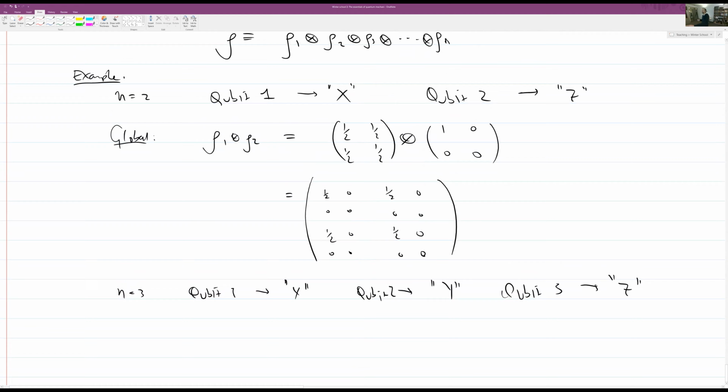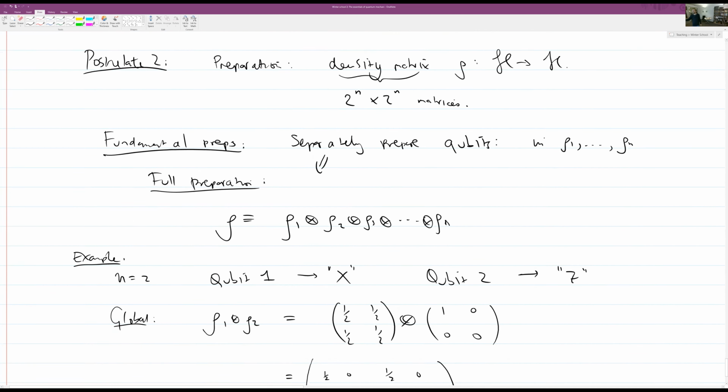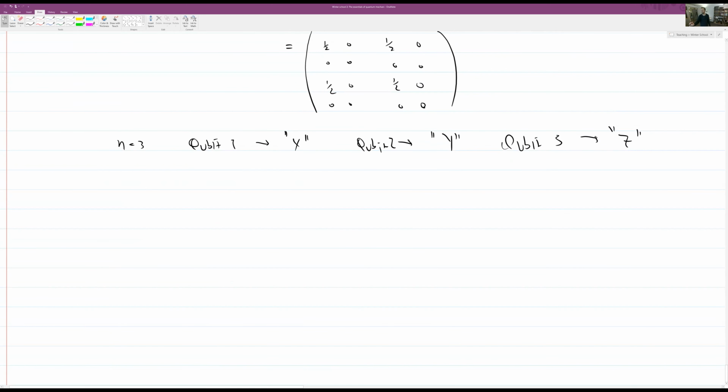Okay, so that's how to do postulate 2 when we have more than one qubit. What we generally do, in order to keep the problem easy to describe, is we separately prepare the subsystems, the qubits. We describe the full preparation with this tensor product. And then, and only then, do we start doing operations on the system. So I won't talk about measurements, postulates 3 and 4. We'll just leave them for the moment. I'd rather focus on postulate 5, because that's where the quantum circuits are.